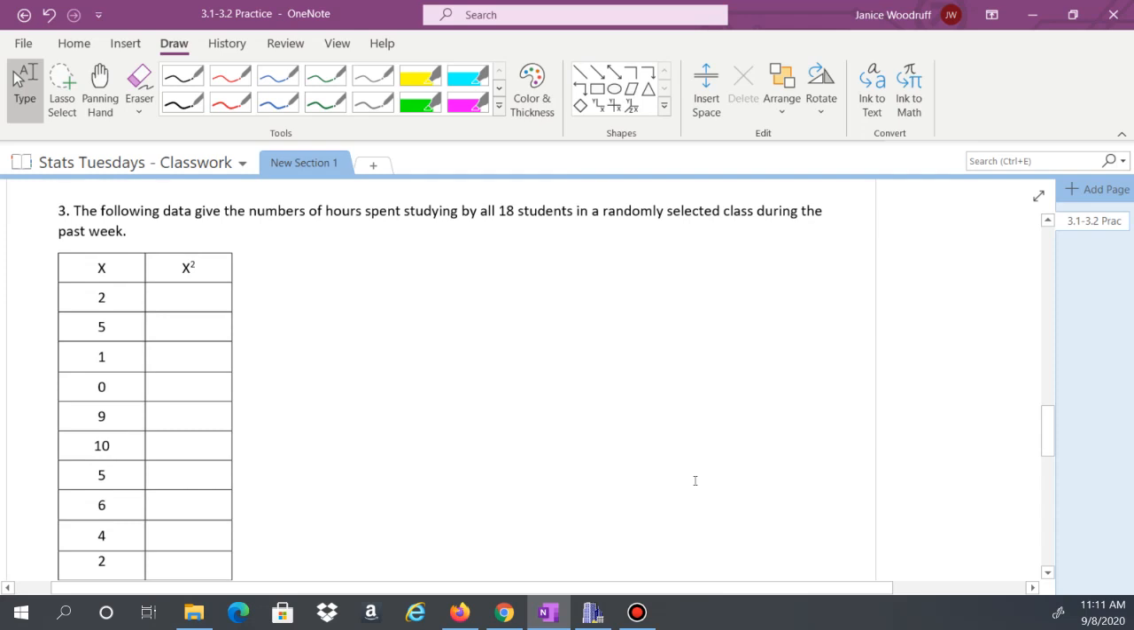All right, the following data give the number of hours spent studying by all 18 students in a randomly selected class during the past week. We want the range, the variance, and the standard deviation. So I'm going to let you guys work on this one on your own for a minute, and then we'll go over it. But before I do that, is this a sample or population? Good, this is a population. So make sure you're using the correct formula.